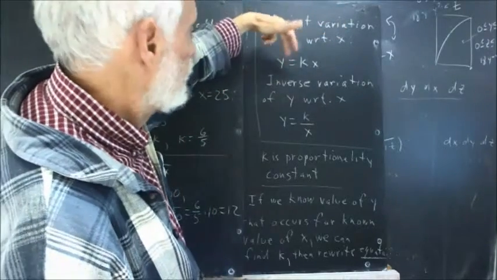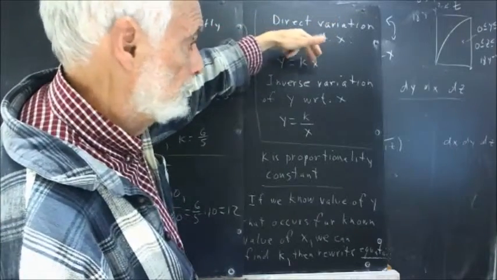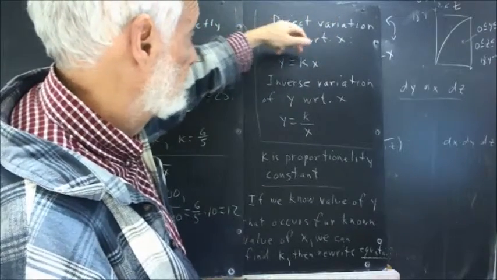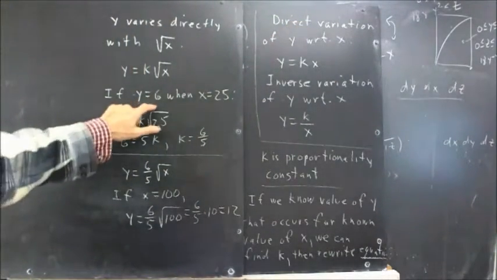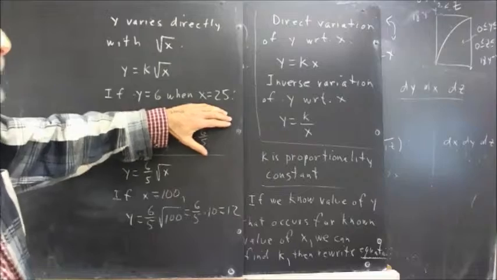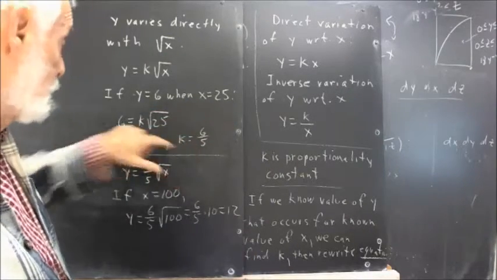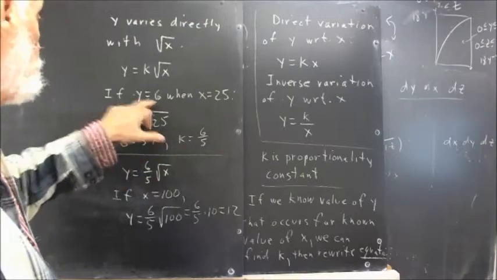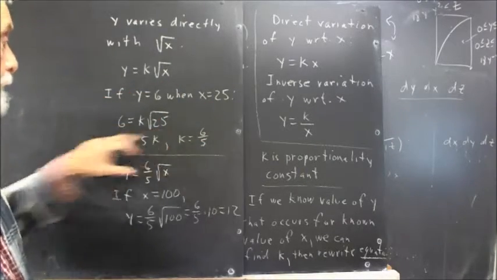Think about it. Well, it means that x has been replaced by square root of x, so we're going to replace it here by square root of x. Y is going to equal k times the square root of x. Now, if y equals 6 when x equals 25, work this out. What's the next step? Well, the next step is we write the equation with 6 for y and 25 for x, and here it is.